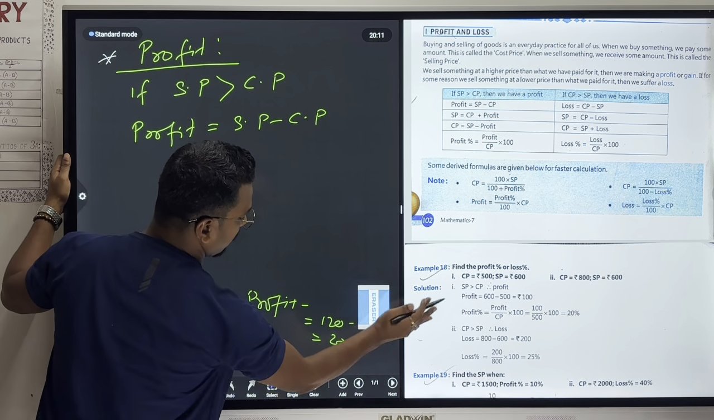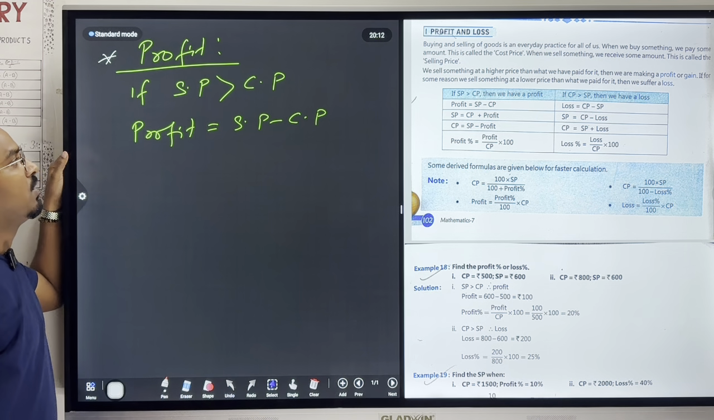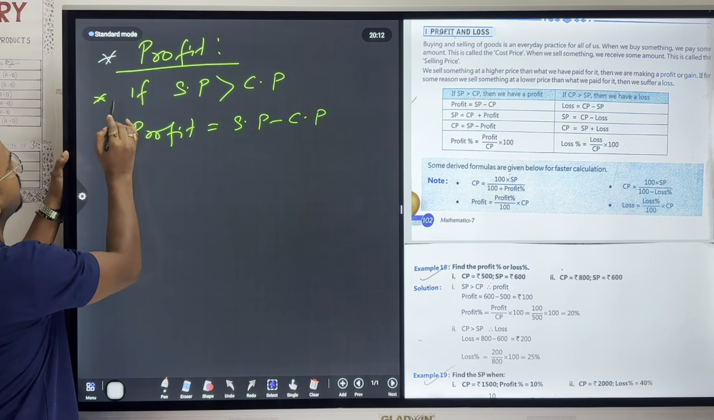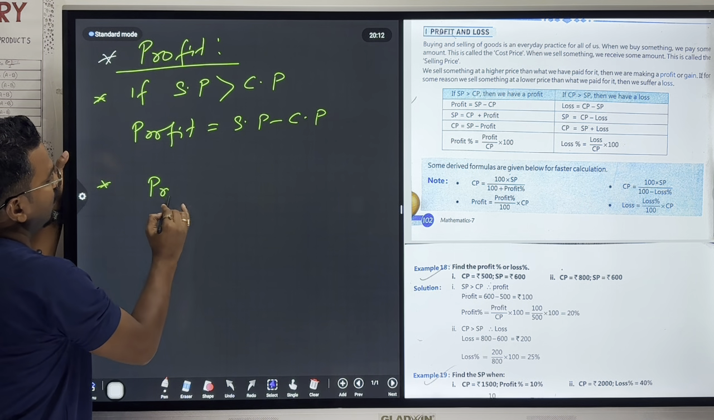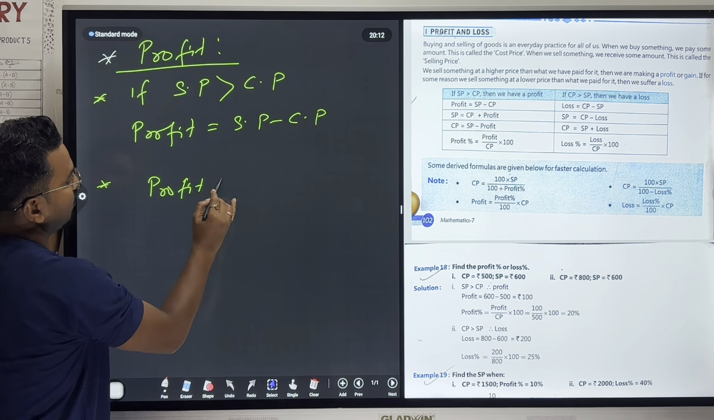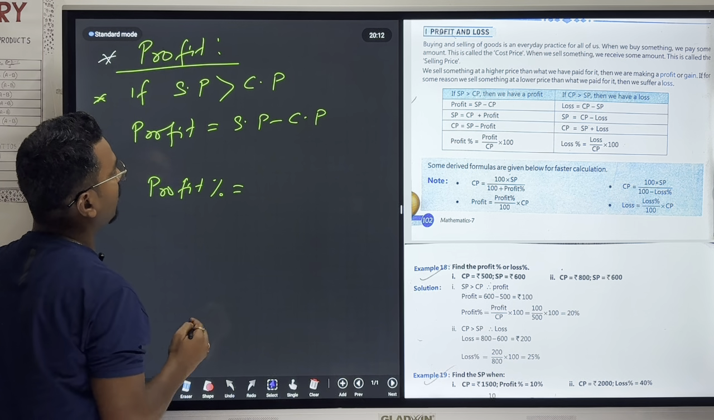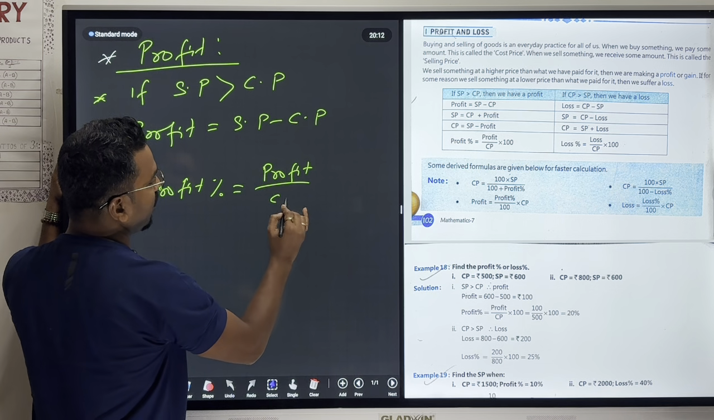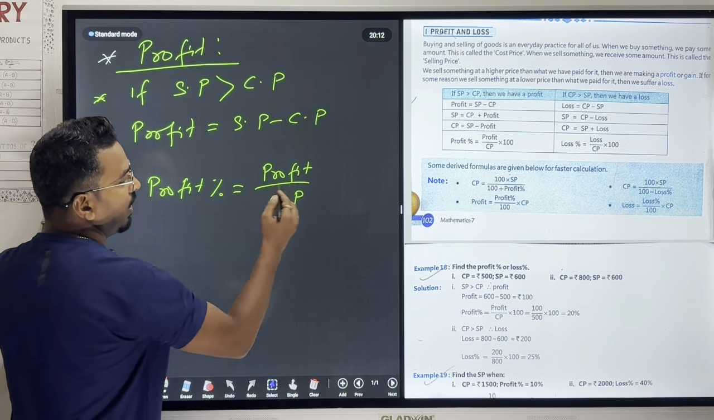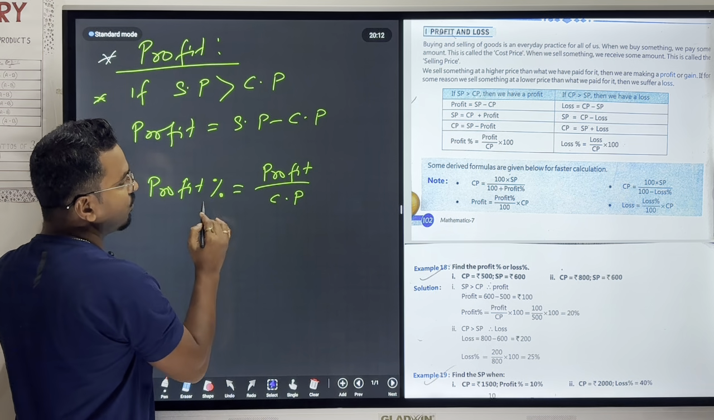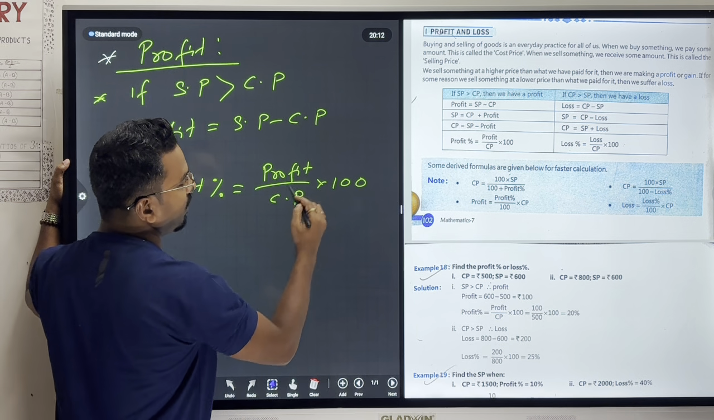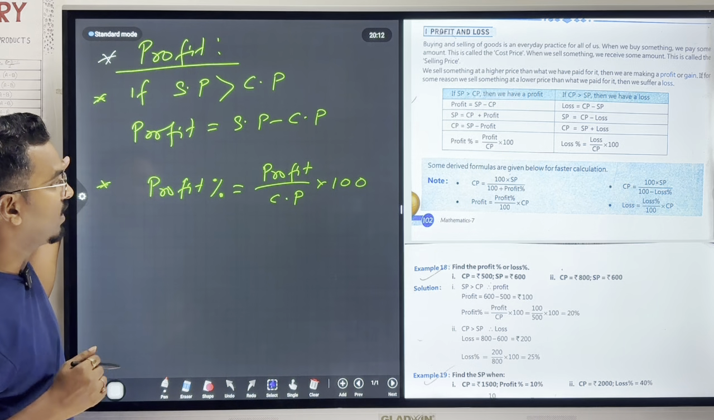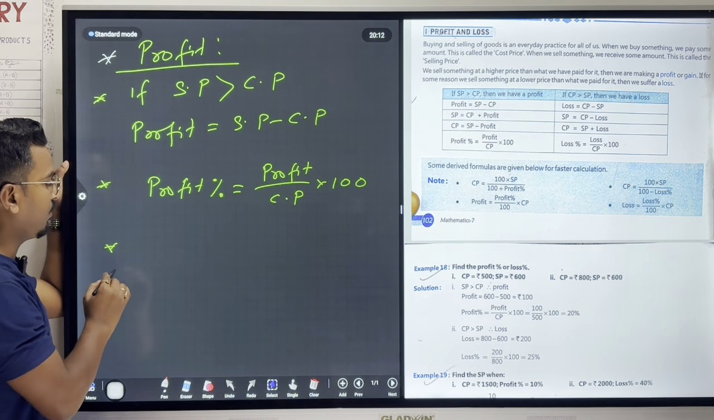Next we have to find the profit percent. There is another formula. Suppose you want to find the profit percent. For that we have the formula profit by cost price. We will always compare with the cost price. And since you are converting it into percentage, we have to multiply by 100. So this is the formula of profit percent.